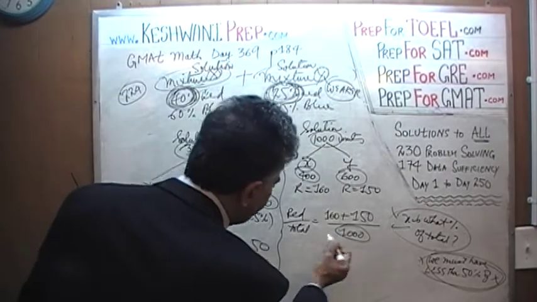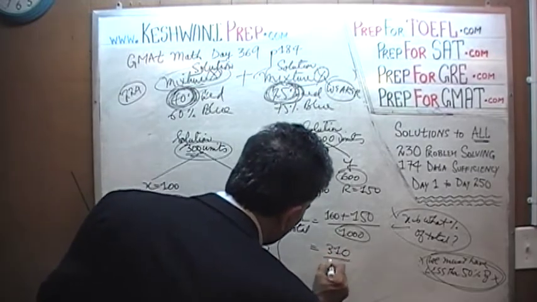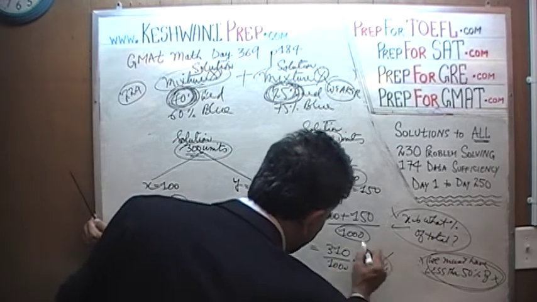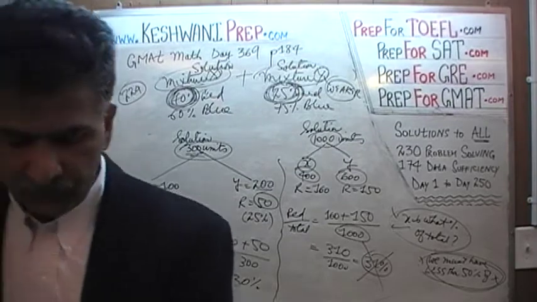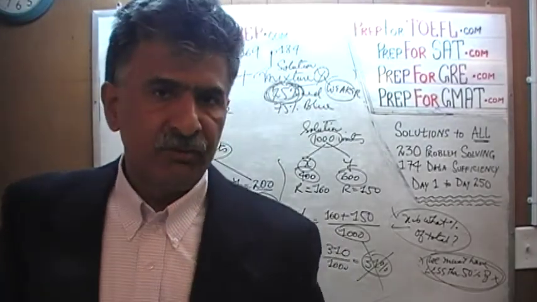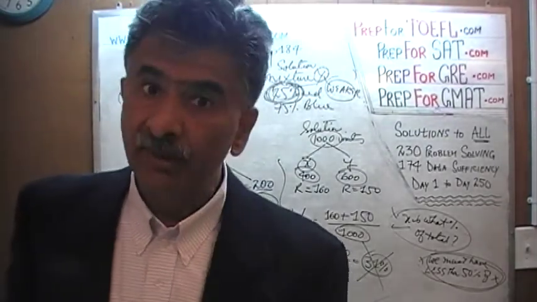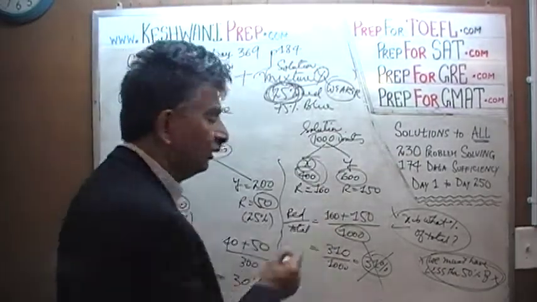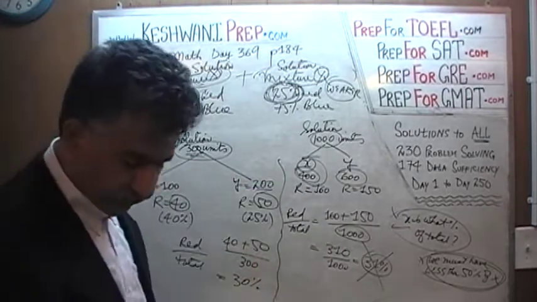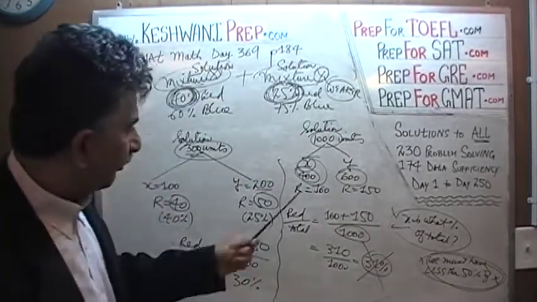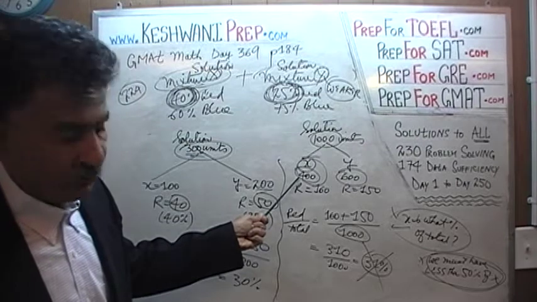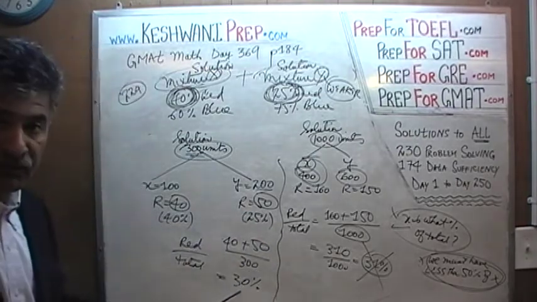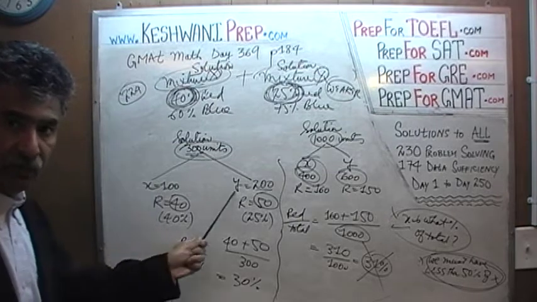Anyway, 160 plus 150 is 310 over 1000, which is 31%. Which of course is wrong, because the concentration of red in the final solution is 30%, not 31%. 31% is a bit too strong. We have too much of X. We have 40% X, that's too much, which is why the final concentration of red went up to 31%. We want 30%. 30% is going to happen when we take one part X and two parts Y.